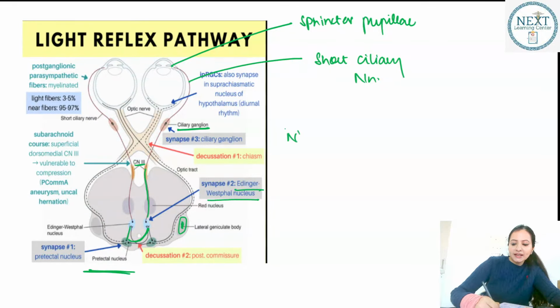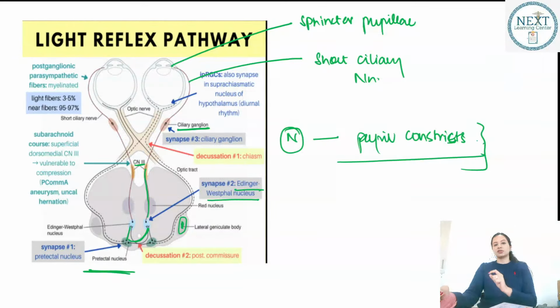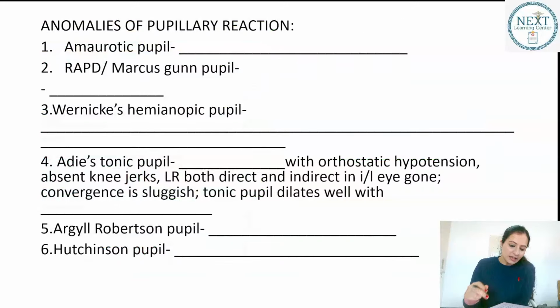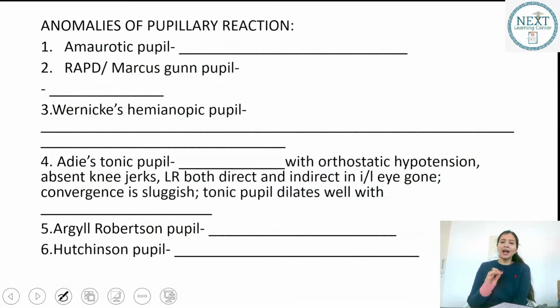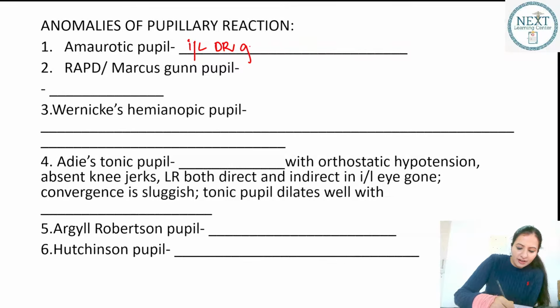So what is the normal light reflex? We say that the light reflex is normal when your pupil constricts. So in any condition when your pupil is not constricting, that means you have an abnormal light reflex. Okay, let us look at the anomalies of pupillary reaction now. Amaurotic pupil is characterized by ipsilateral direct reflex is gone.